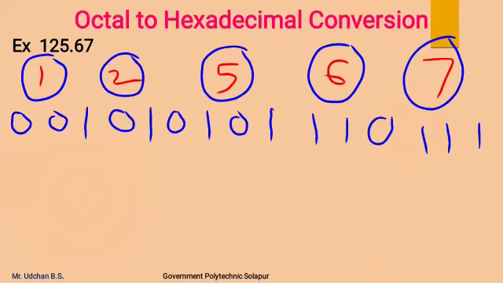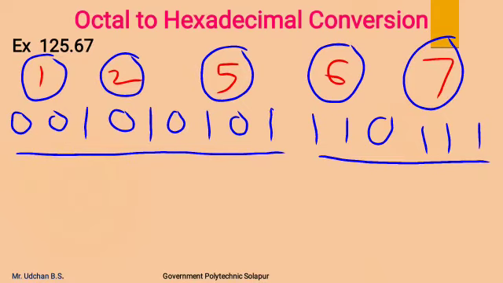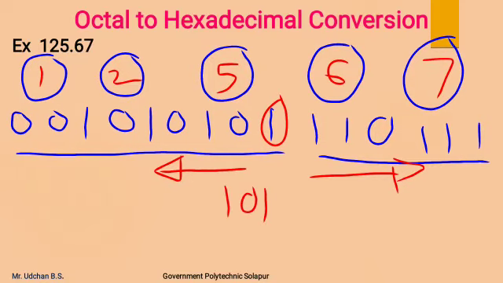So in this, 125 is the integer part and 67 is the fractional part. We will form groups of 4 bits for the integer part in the left direction, and for the fractional part we will form groups of 4 bits in the right direction. So the first group for the integer part will be starting from this 1, 0, 1, 0, up to this.